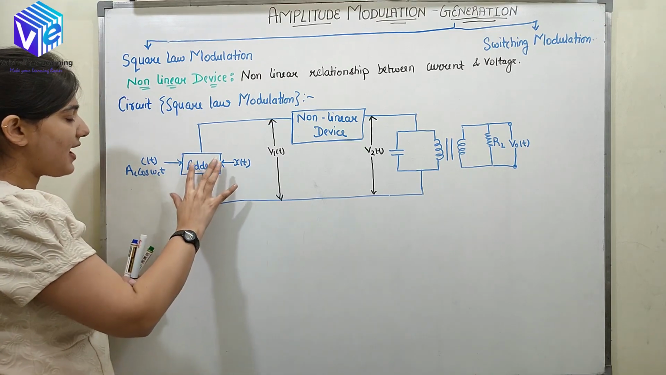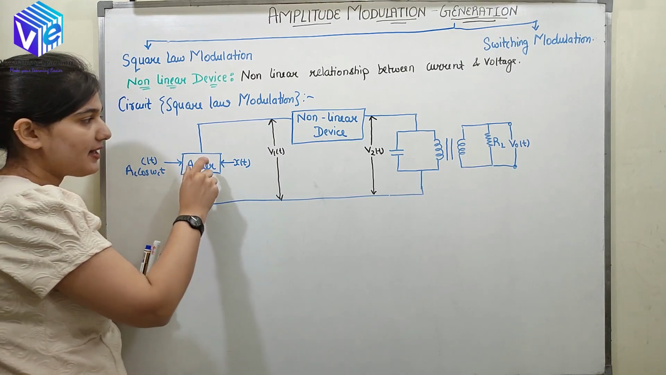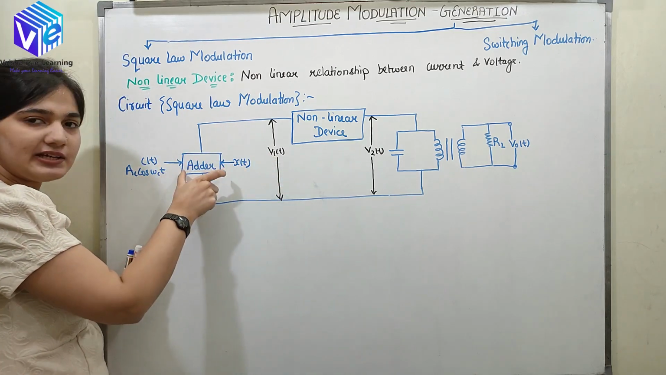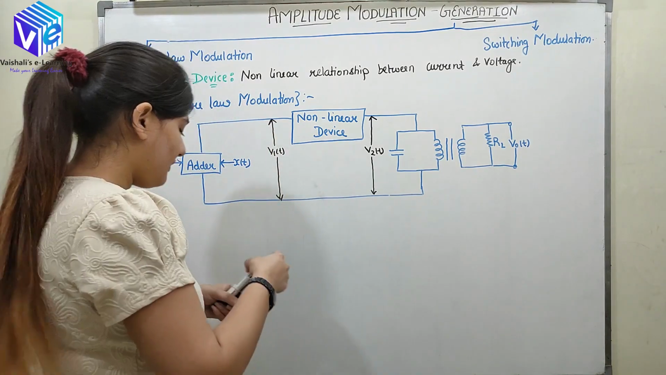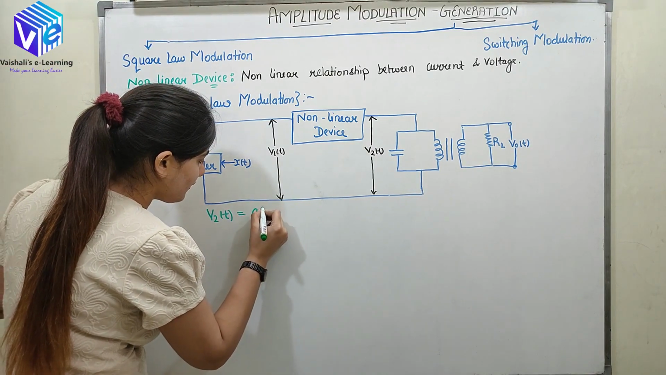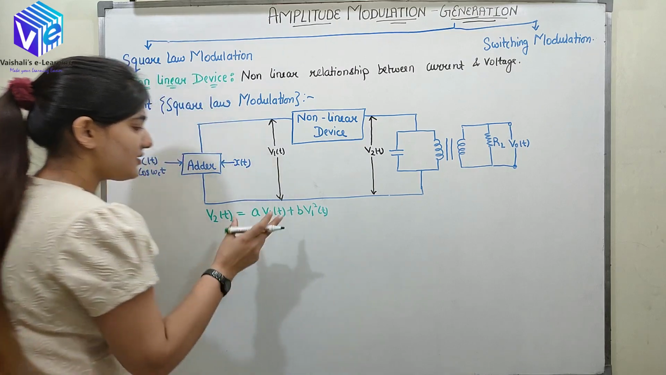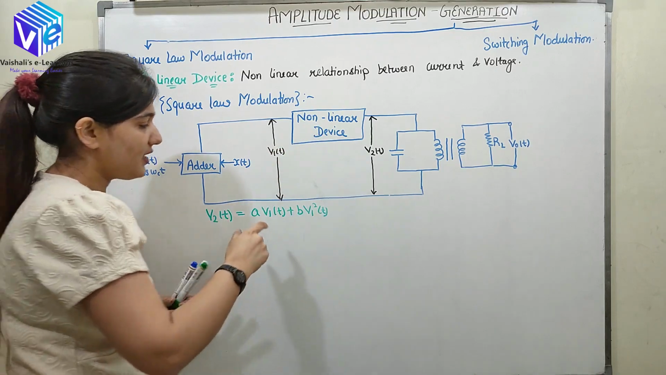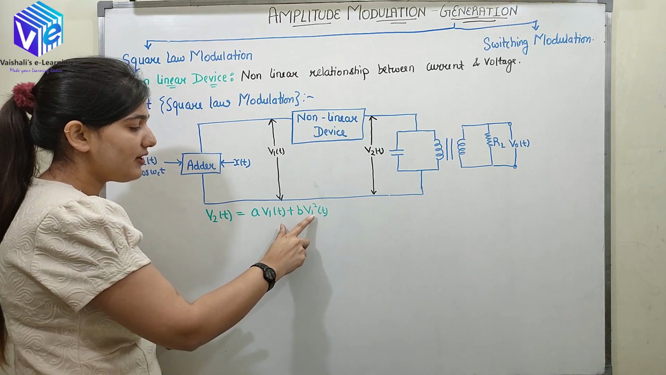First I have this adder. The x(t) is the information signal, c(t) is the carrier signal. Both are added in this adder. So this is the voltage which we have here: V1(t) would be the summation of c(t) and x(t). After that we have a non-linear device. The non-linear device would change the output in accordance with this relation: V2(t) is equal to a V1(t) plus b V1 square(t). This is the relationship between V2(t) and V1(t) in accordance with the non-linear device. I hope you can see this is a non-linear relationship, as here I have the square of the input voltage as well.